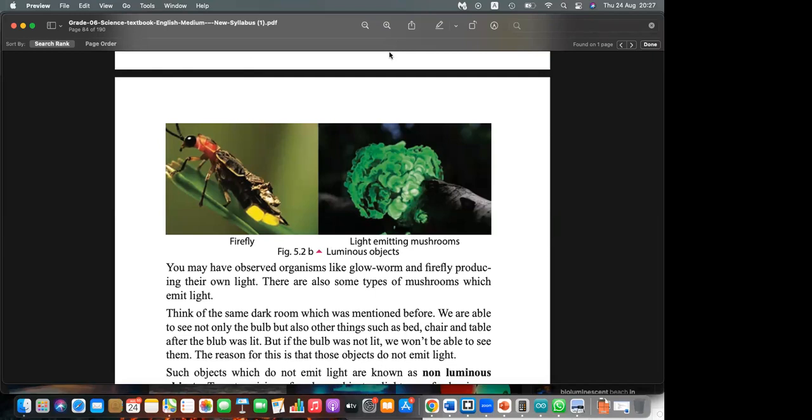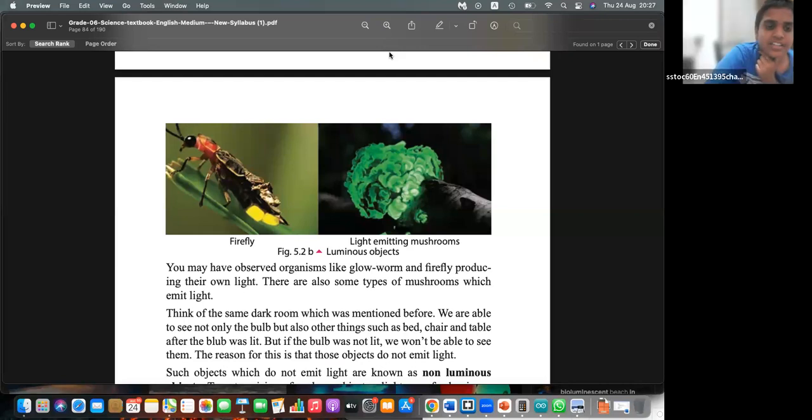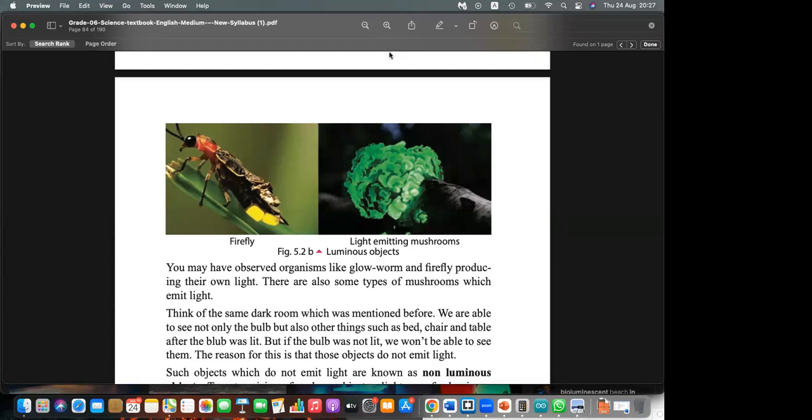Okay, you know the planets and stars. How to distinguish planets from stars? Very small thing. How to distinguish planets from the stars with the naked eye? Planets are not emitting light, but stars are emitting light. Stars are luminous, but planets are non-luminous. Non-luminous means not emitting their own light, but the stars emit their own light. That's the difference.